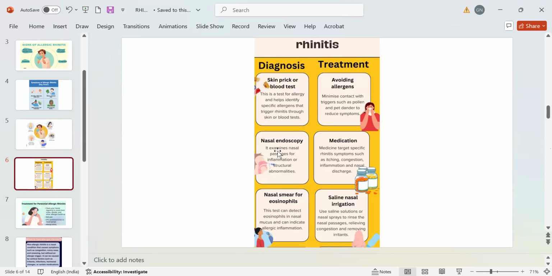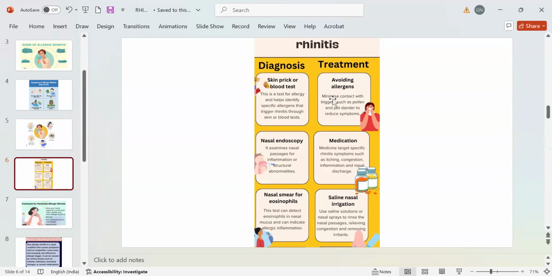Then nasal endoscopy is done to see the nasal passage, to look for the inflammation and the structural abnormalities. Nasal smears are taken to check the eosinophil counts in the nasal secretion.